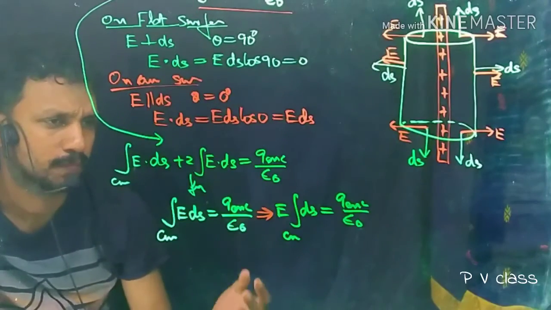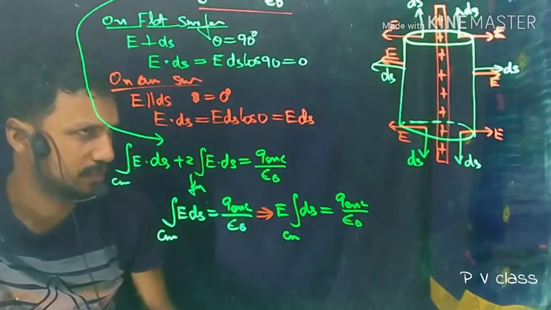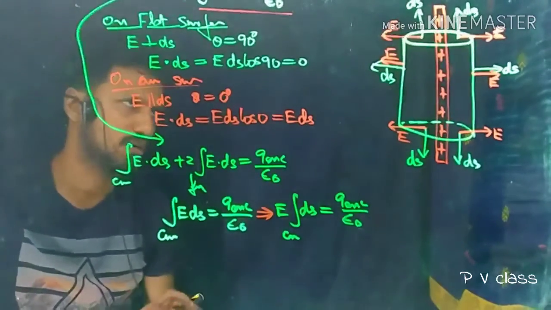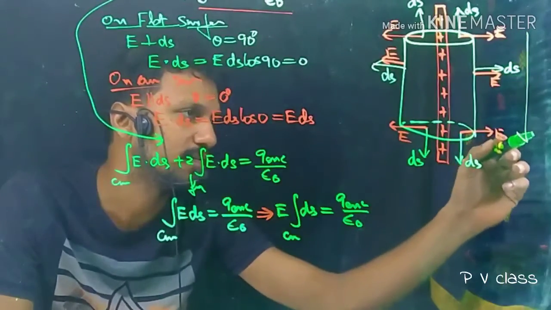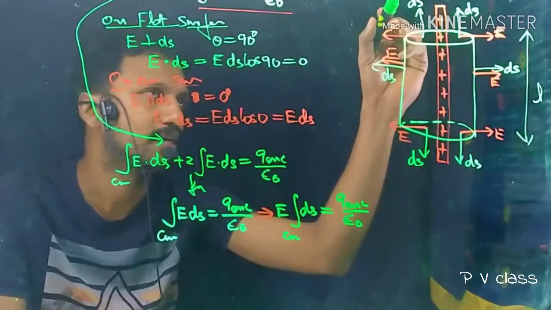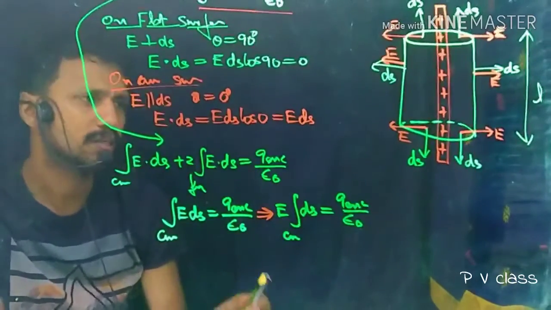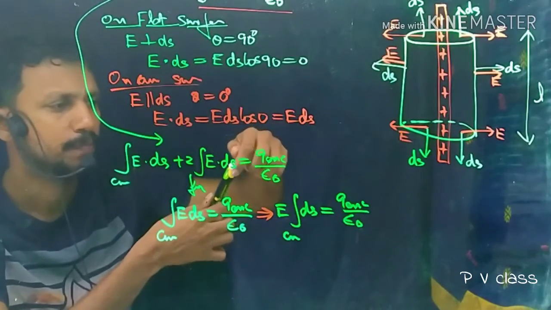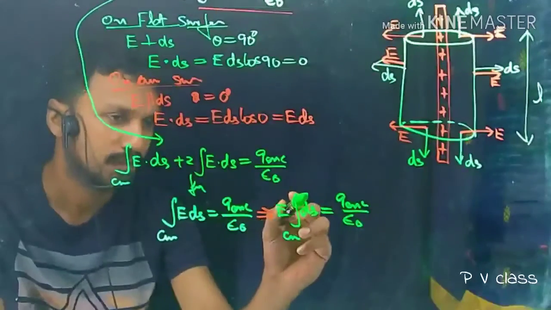Then, what is the curved surface integral of ds? For finding the curved surface integral of ds, let's assume that the cylinder is of length L and the radius of the cylinder is R. What is the curved surface area of a cylinder? Curved surface area of a cylinder will be perimeter into length.